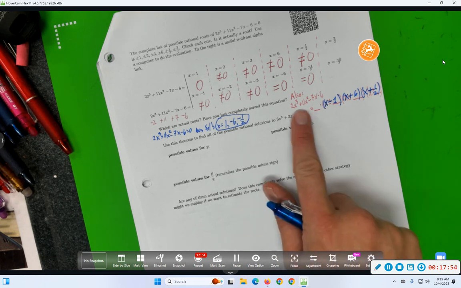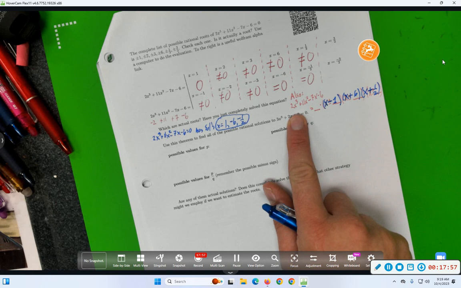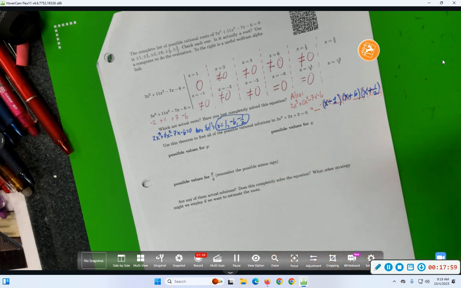What is the lead coefficient of this? 2. So what should I multiply it by? 8. So the rational roots test, when it walks well, can walk really well. But what do you think? Will it always walk? No. Sometimes it won't tell you what you want it to tell you.